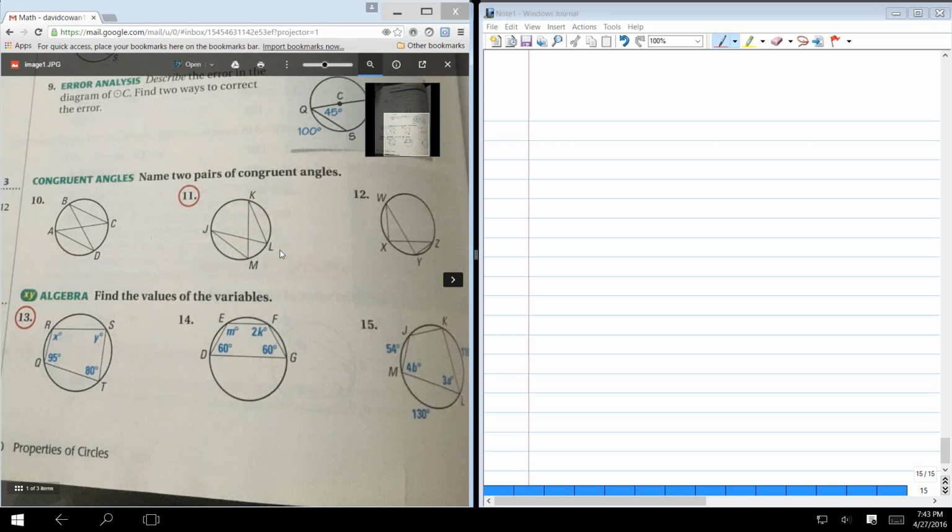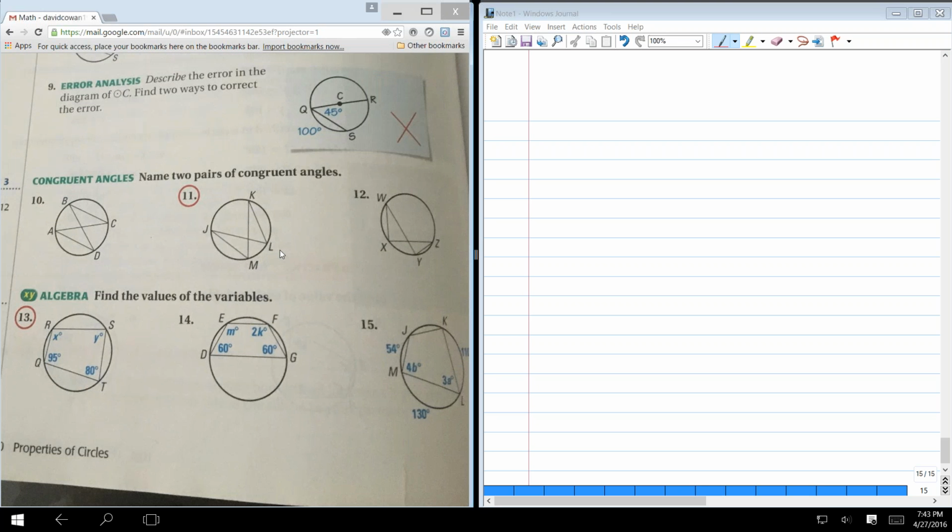But in number 11, which two angles are congruent? Could you say J subtends LM? Correct, you could. What else subtends LM? K. Okay. So J and K are congruent. Cool. What else?